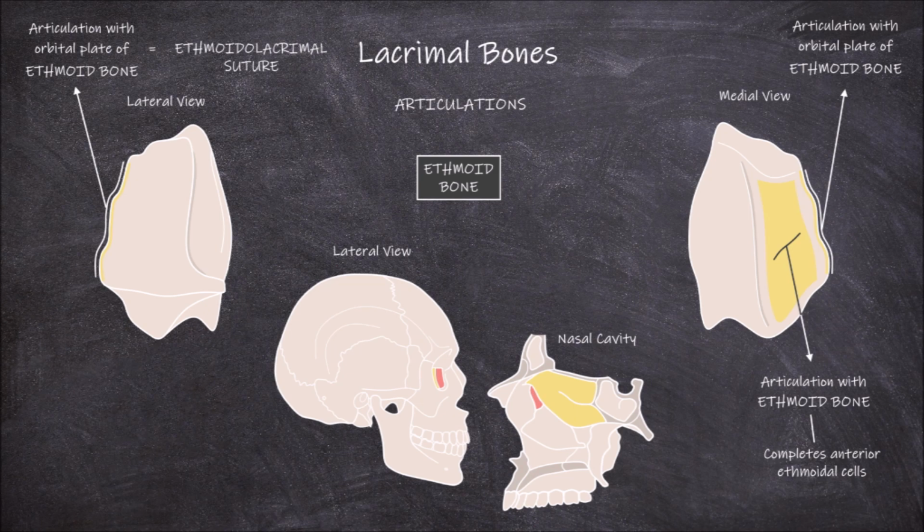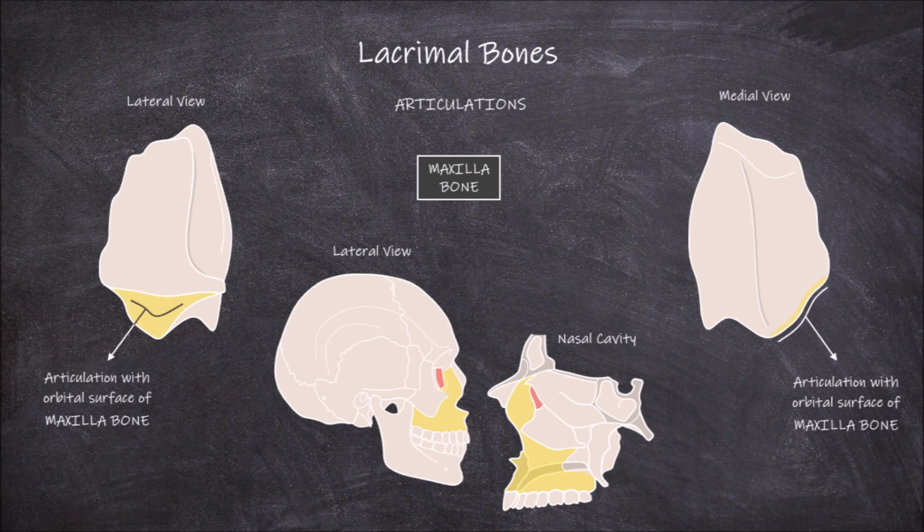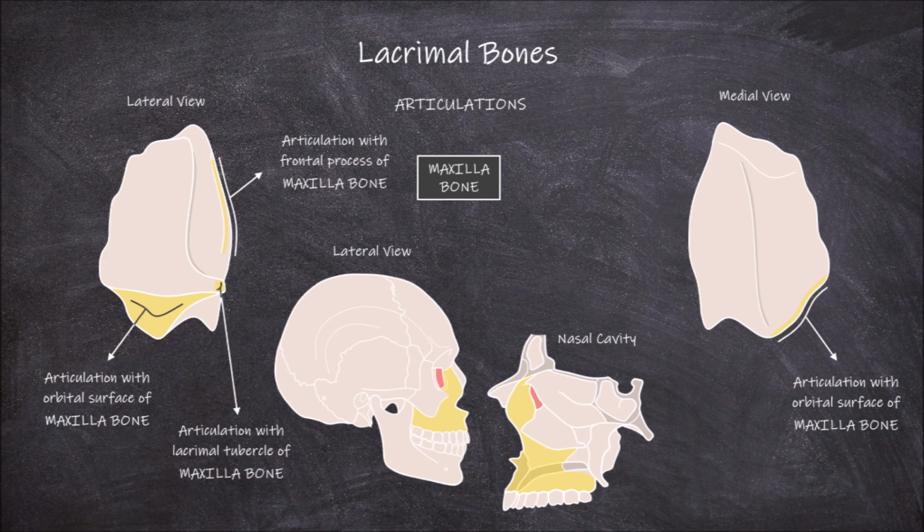The third articulation is with the maxilla bone. The inferior border of the lacrimal bone articulates with the orbital surface of the maxilla bone. The margin of the lacrimal groove of this bone articulates with the frontal process of the maxilla bone. In addition, the hamulus of this bone articulates with the lacrimal tubercle of the maxilla bone. These articulations form the lacrimomaxillary suture.